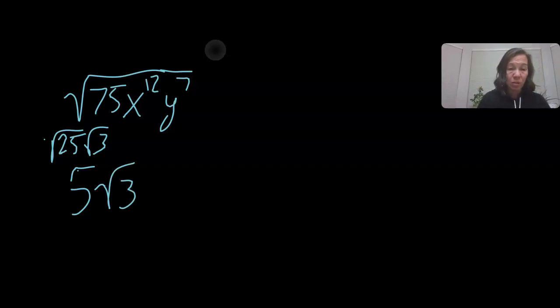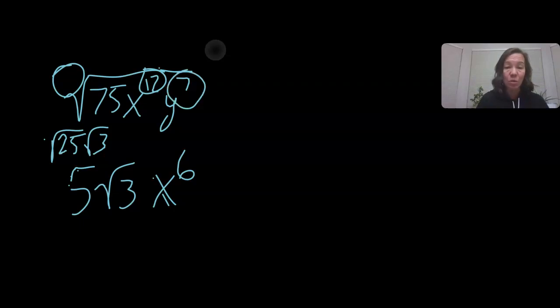Now x to the 12th, we said that we would just divide 12 by whatever that number is, which, again, when it's not there, is just 2. So 12 divided by 2 would be x to the 6th. And again, x to the 6th times x to the 6th gives us x to the 12th.